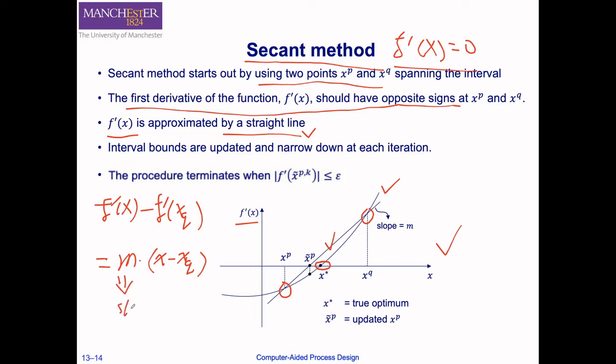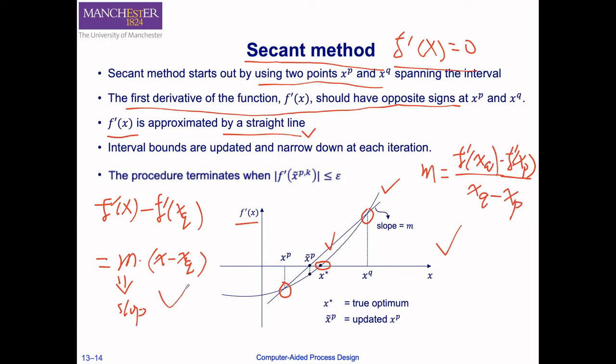Here, m is the slope of this straight line. Based on these 2 points P and Q, we can calculate the slope of this straight line. That will be m is equal to f prime xq minus f prime xp, divided by xq minus xp, right?